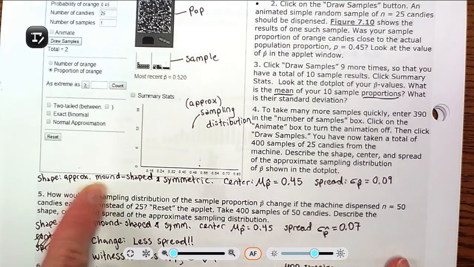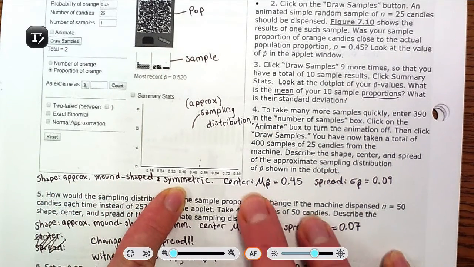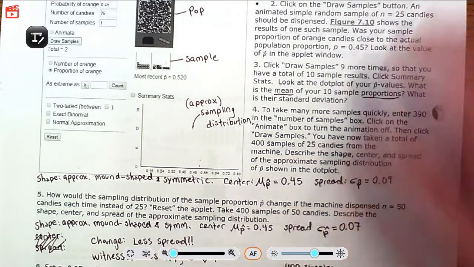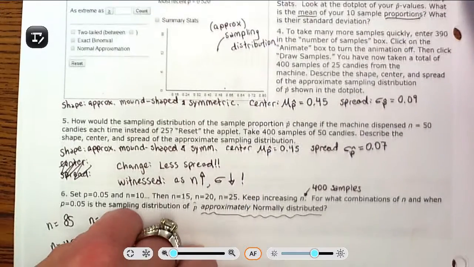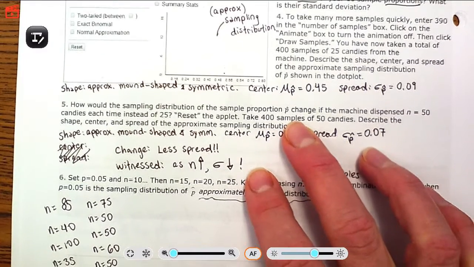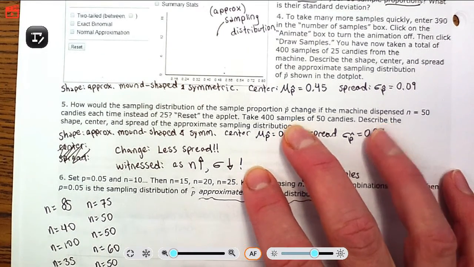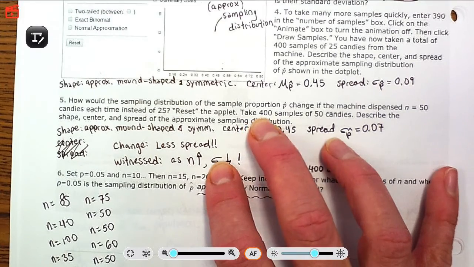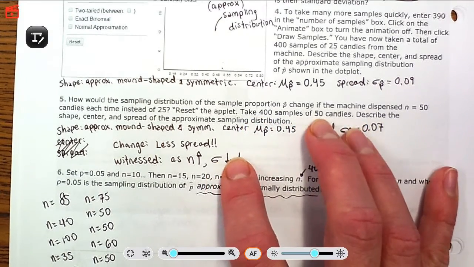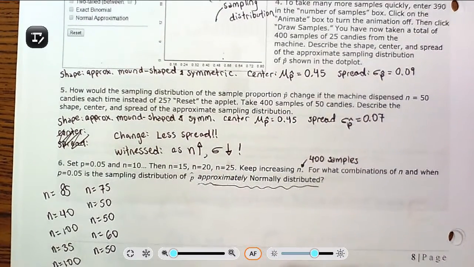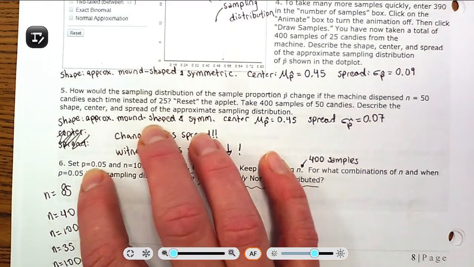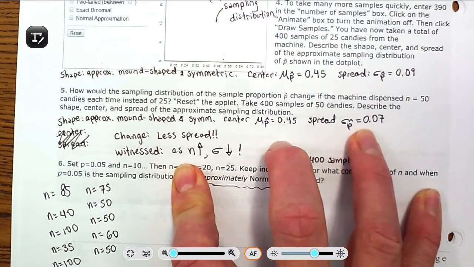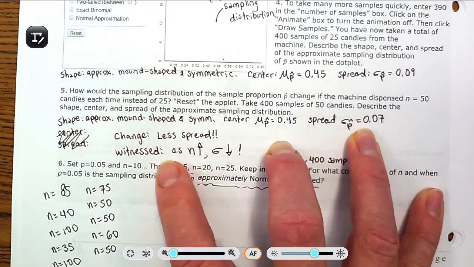So the shape is approximately mound-shaped and symmetric. The center is at 0.45 and the spread is at 0.09. How would the sampling distribution of the sample proportion p hat change if the machine dispensed 50 candies each time instead of 25? Reset the applet, take 400 samples of 50 candies, and describe the shape, center, and spread of the approximate sampling distribution. The shape is approximately mound-shaped and symmetric. The center is at 0.45 and the spread this time is a little bit less at 0.07.